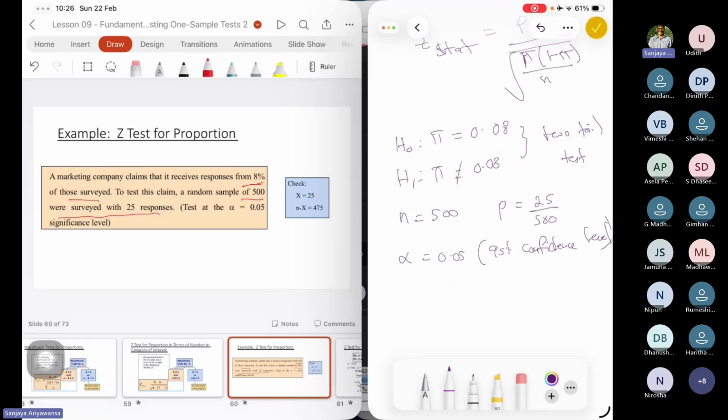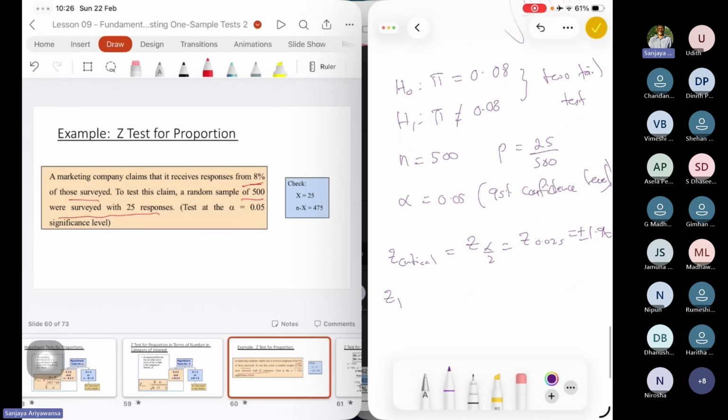So we have to calculate the Z test statistic and the Z critical value. We'll first go ahead and calculate the Z critical value because that's very straightforward. Z alpha divided by 2, which is 0.025. I don't have to look at the table even. Now I know it's plus or minus 1.96. Z test statistic, what is that?